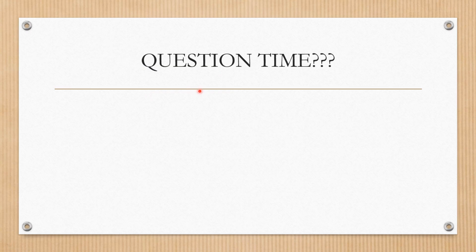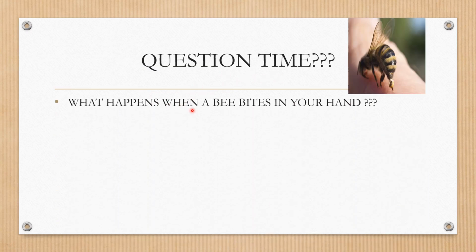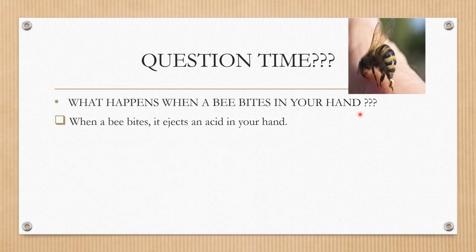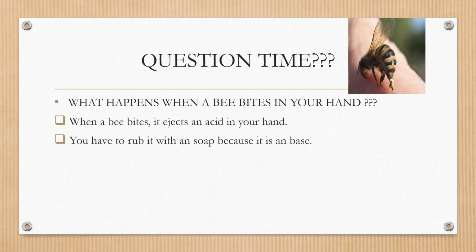Now it's question time. What happens when a bee bites your hand is the question. When a bee bites, it ejects an acid into your hand. You have to know that a bee sting contains an acid. The basic first aid is to rub it with soap, because soap is a base.